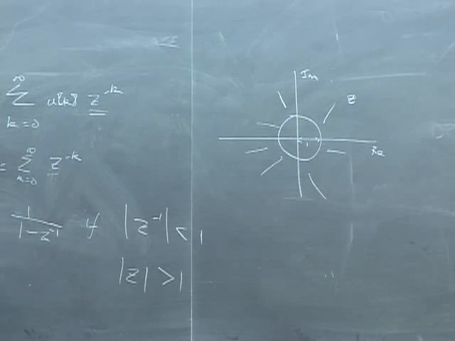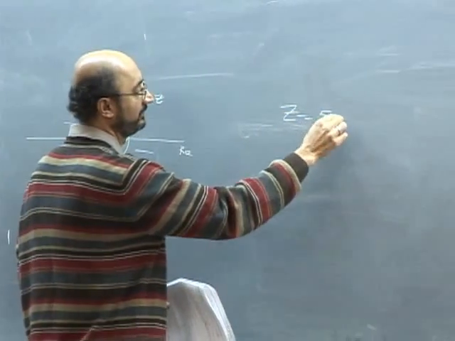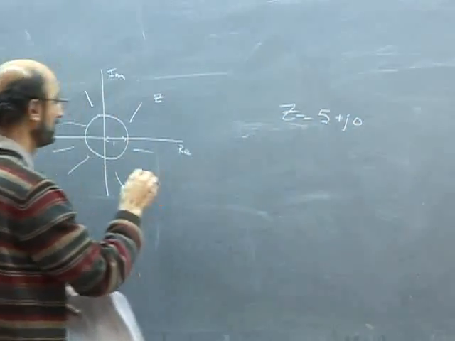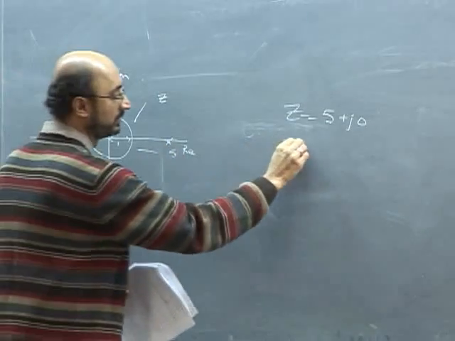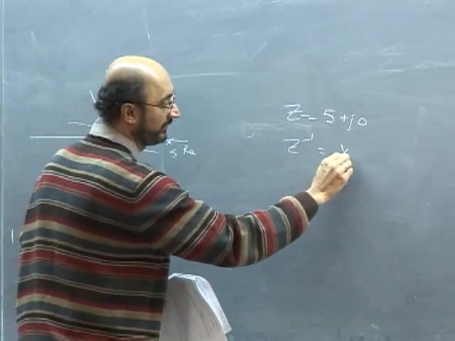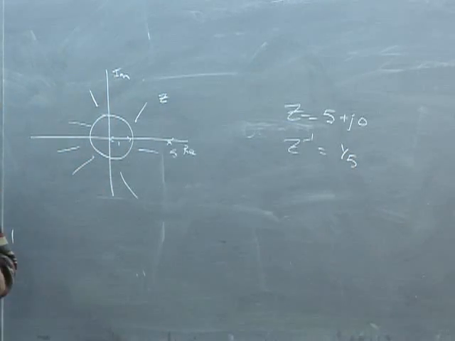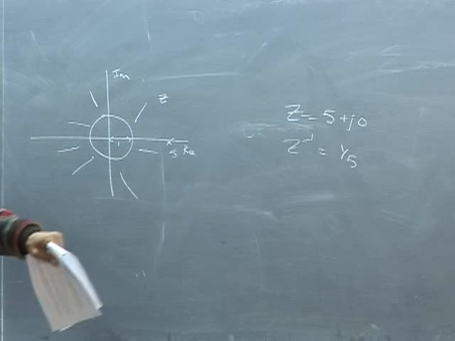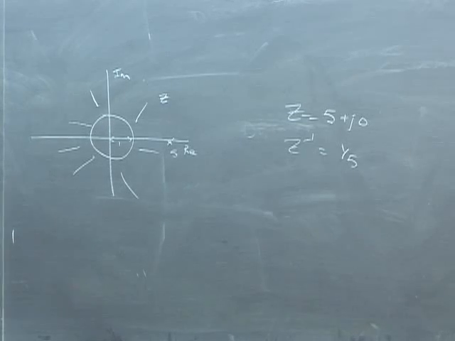This is z to the minus k, right? And so it's going to converge. Just to give you an example, if my z equals 5 plus j0 for the sake of argument, over here that's 5. Z inverse is equal to 1 over 5. And obviously 1 over 5, you got 1 over 25, 1 over 125, that sum is exponentially decreasing. We get a converging series.